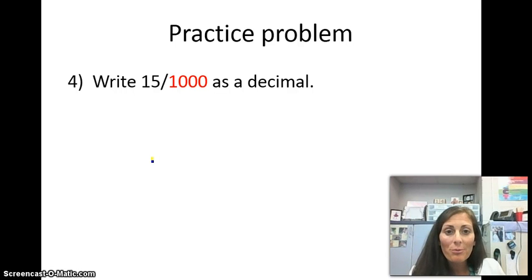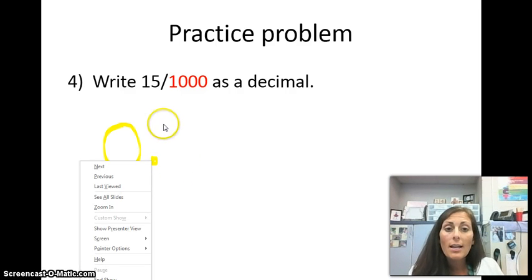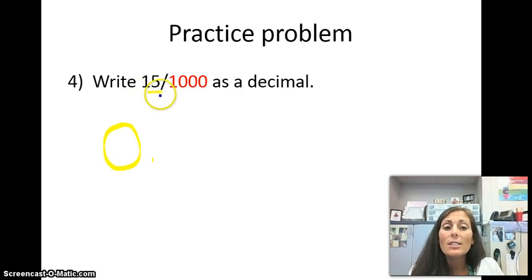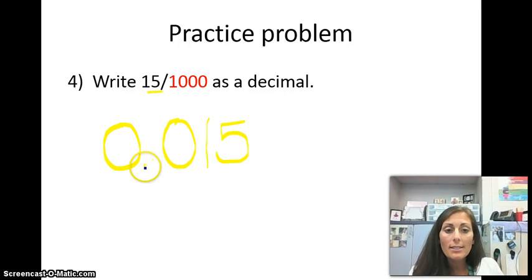Practice problem number 4. Write 15 thousandths as a decimal. Please press pause and solve the problem. On your paper, you should have, since there's no whole numbers, a 0 in the ones place, your decimal point, and since it's 15 thousandths, you want that 5 that I've underlined to be in the thousandths place. So a 0 is going to fill in the tenths place, a 1 is in the hundredths, and the 5 will be in the thousandths place. So you have 15 thousandths as a decimal.